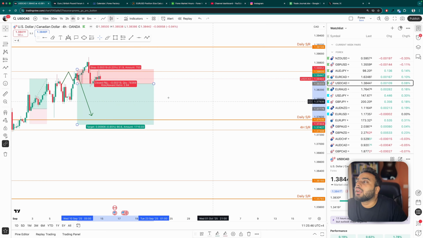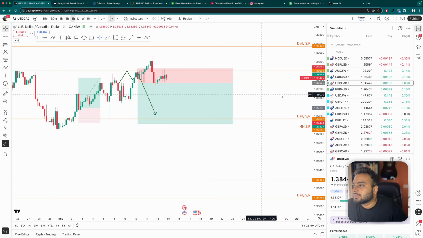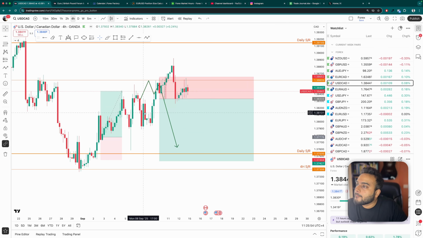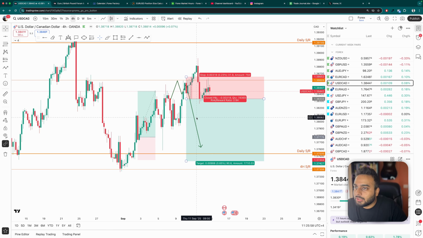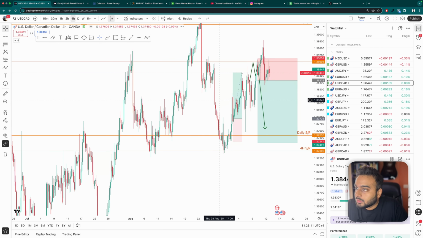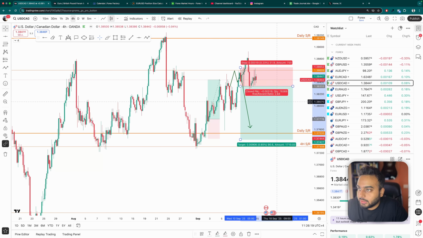USD CAD, I had predicted this trade. I didn't enter this trade, but I was just looking at it. I actually forgot to look at it during the week because there was so much happening on GBP USD, EUR USD, and then AUD NZD, EUR GBP. Let's delete this. Sorry.